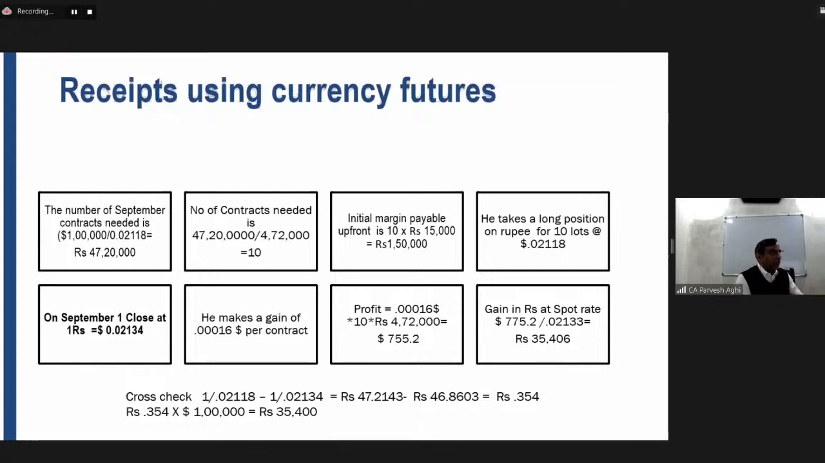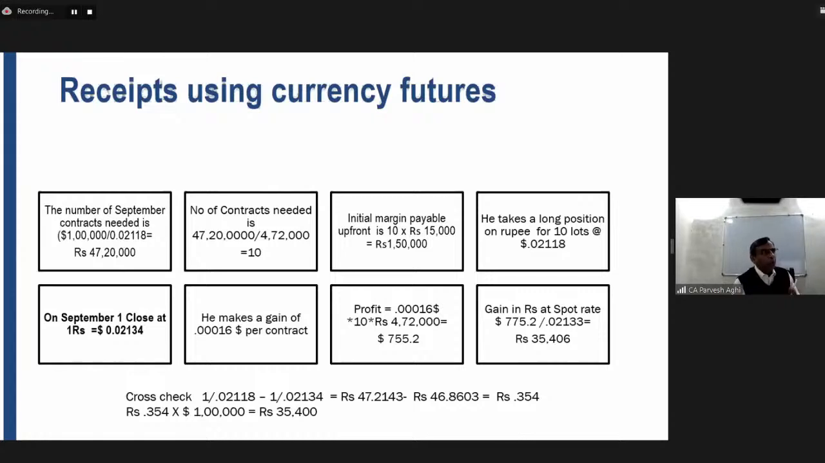So I'll just repeat again. The number of contracts he requires: 47,20,000 is the total exposure as per the September future contract size, and each contract is of 4,72,000. So that means 10 contracts he has to take a position in. Since he has to pay an upfront margin, which is 15,000 rupees per contract, that would be 1,50,000.